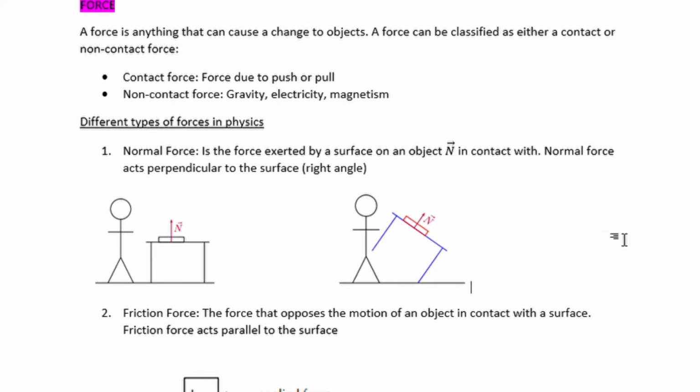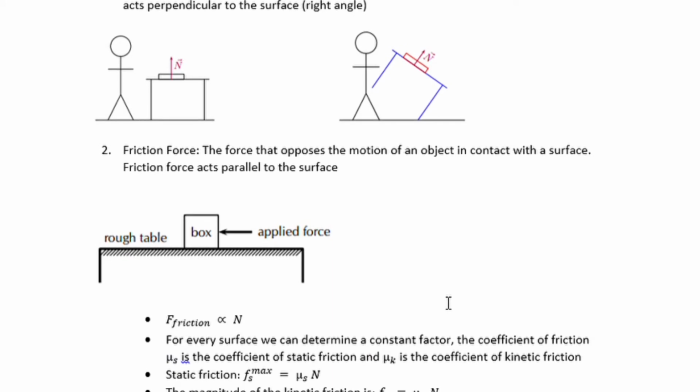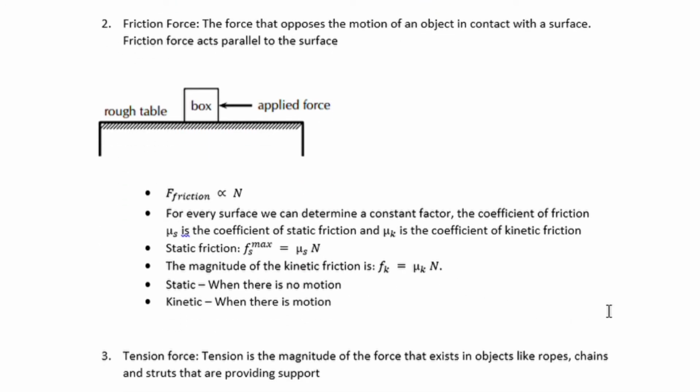Number 2, we have friction forces. Friction is the force that opposes the motion of an object in contact with a surface. Friction force acts parallel to the surface, so it is in this direction here, it's parallel. If we were on an inclined plane or Cartesian plane, we would say on the x-axis. So we have an applied force and we have a rough surface, so friction will happen.